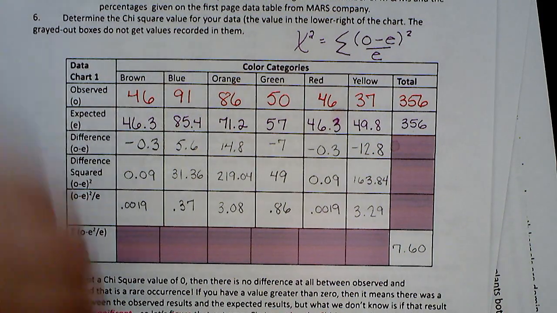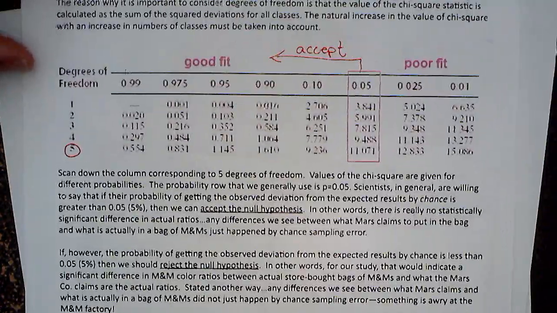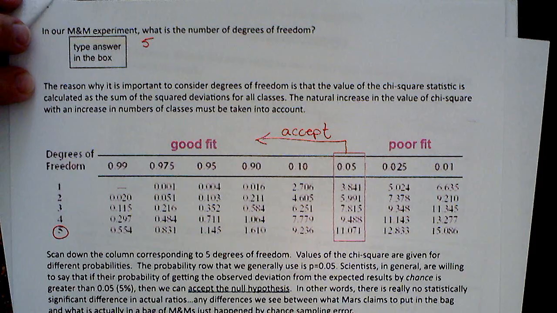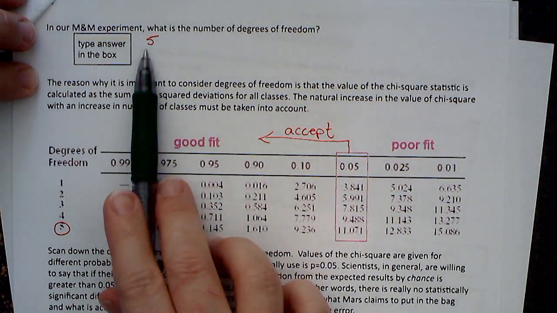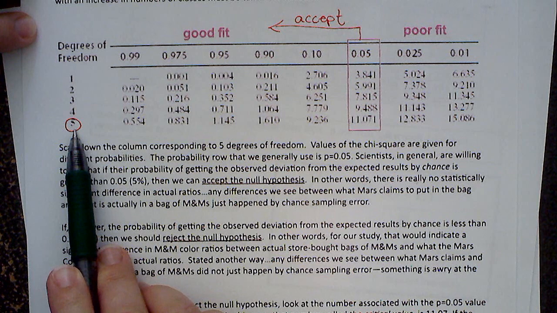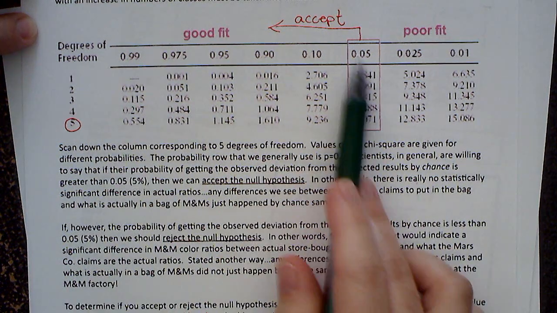All right, once we have that, our degrees of freedom is the number of categories that you have minus 1. So there were 6 colors of M&M, so minus 1. Degrees of freedom should be 5. All right, so we find that on our chart, 5 degrees of freedom. And we're going to use this column here.